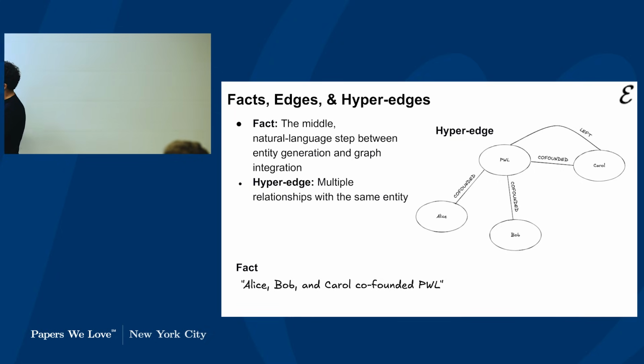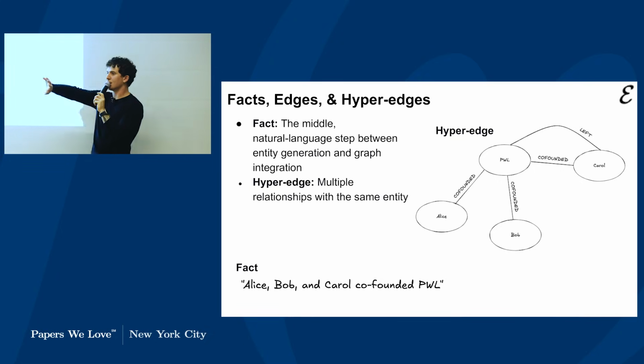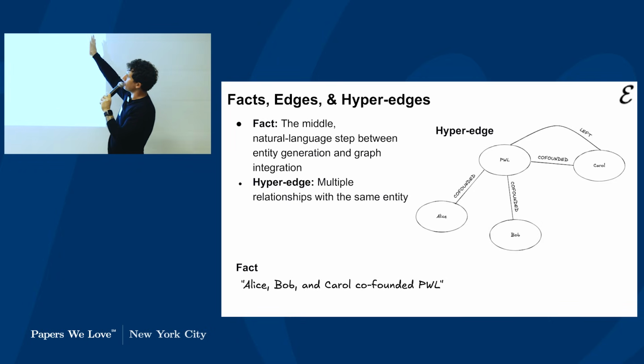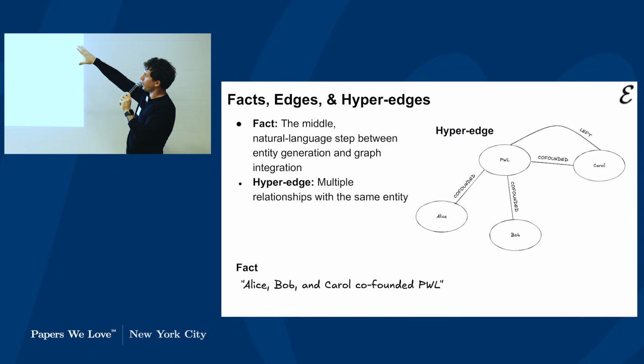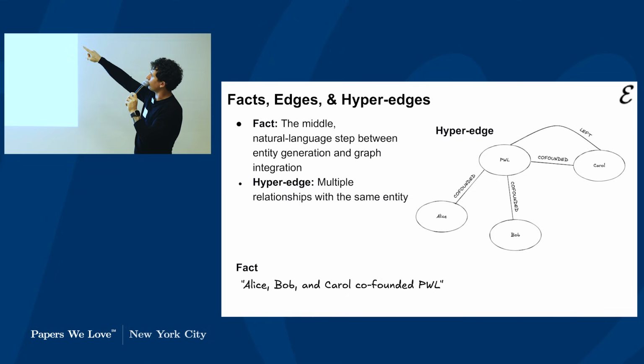And I can show that here. So we've got our fact: Alice, Bob, and Carol co-founded PapersWeLove. I'm sorry, guys, I know that that's not true. I was moving really fast and didn't have time to really dig into it. But here we go. We've got Alice, Bob, and Carol as our semantic entities. We also have PapersWeLove as a semantic entity. Alice co-founded PapersWeLove, Bob co-founded PapersWeLove, Carol co-founded PapersWeLove. And this is a hyper edge because we have 3 edges connected to 1 node, PapersWeLove.